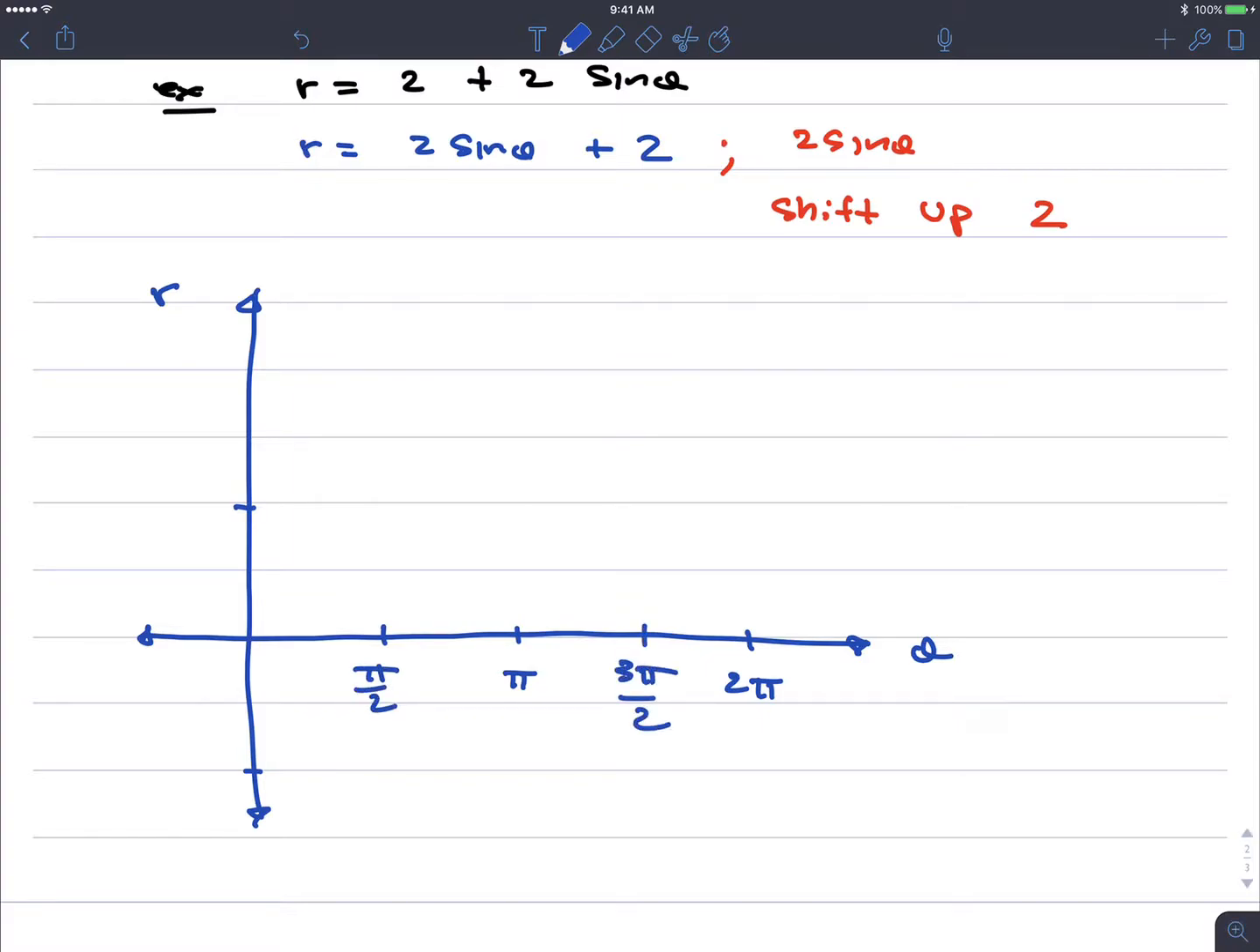3 pi over 2. And what's my amplitude again? 2. So this is 2, and this is minus 2. So I'm going to do it this way. If you guys remember, we draw the sine curve. And I guess it's okay. It's an okay sine curve. Let's actually write it upside down the way I did.